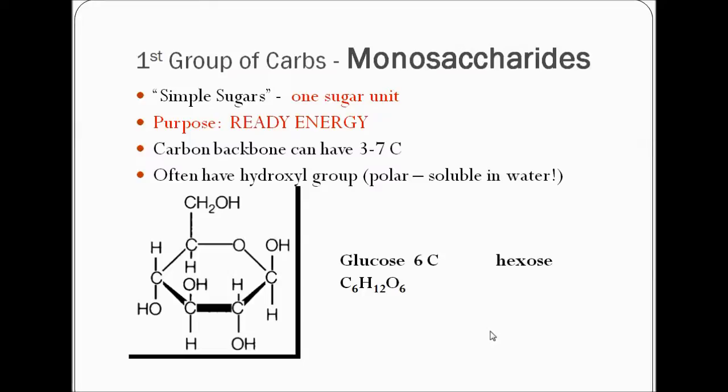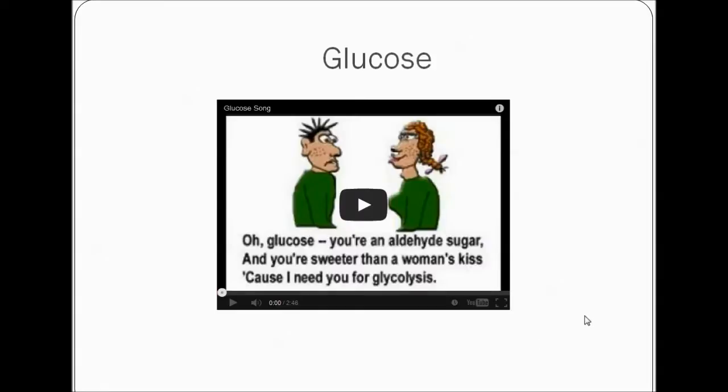So the first group of carbs, mono, 1 sugar unit. So these are the simple sugars. It's 1 sugar unit. And if you're filling out that table I attached, ready energy. That's the purpose. The carbon backbone, they can have 3 to 7 carbons, but it's really 1 unit. So when you write on the table, it's 1 monosaccharide, 1 monomer. They often have a hydroxyl group to make it polar right here. And that makes it soluble in water, which becomes very important. This is a silly video I put in. You can watch it, but it actually has some good stuff in it.